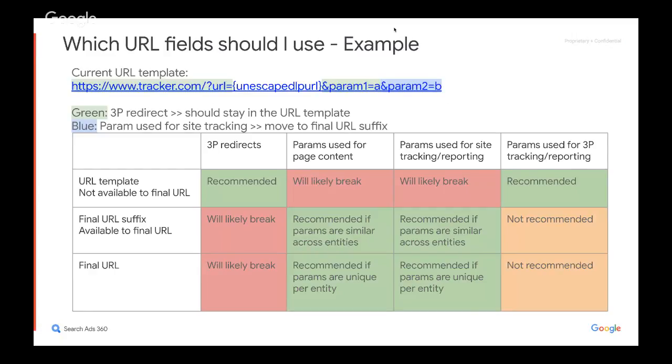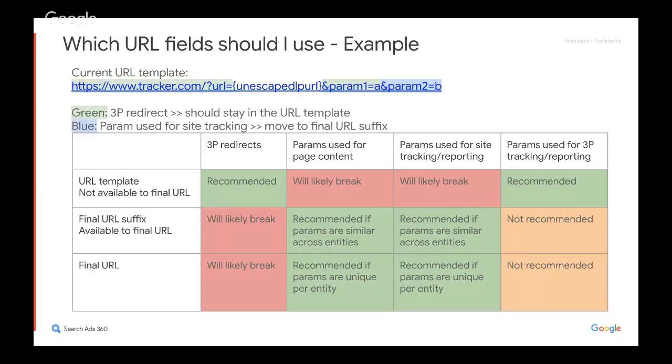Then we have a first parameter here. Since it's highlighted in green, we know in this example that it's a third-party redirect, so this one needs to stay in the tracking template because it's relevant to the third-party provider, tracker.com. In blue, we have an additional parameter. This one looks very similar to the parameter used by tracker.com, the example tracking provider, but it's rendered in a different color. In this example, we're using it for site tracking or site reporting, and therefore it should be moved to the final URL suffix.